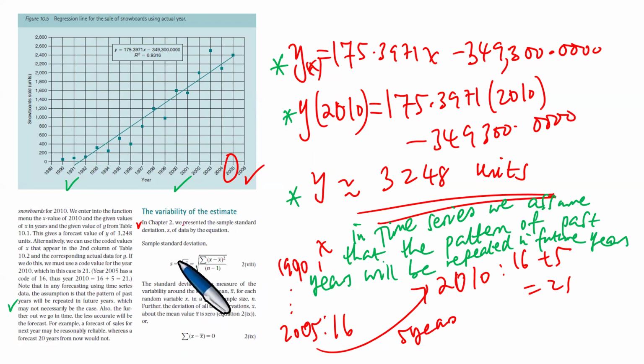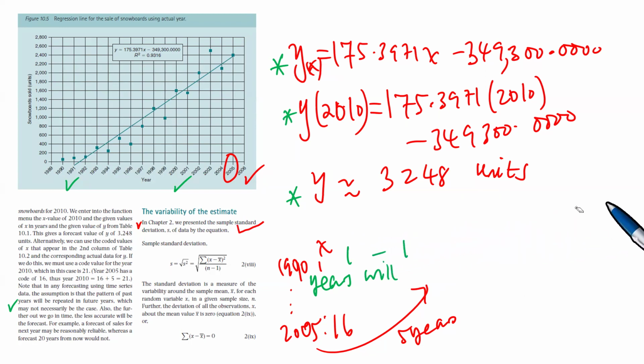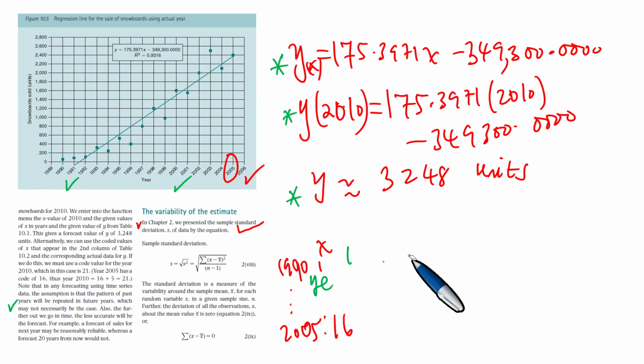Never mind the chapter 2 thing, but this one is known. We are looking at the sample standard deviation, which is written like this. This is very, very important for us. There is something called the sample standard deviation, and there is something called the population standard deviation, which is different.